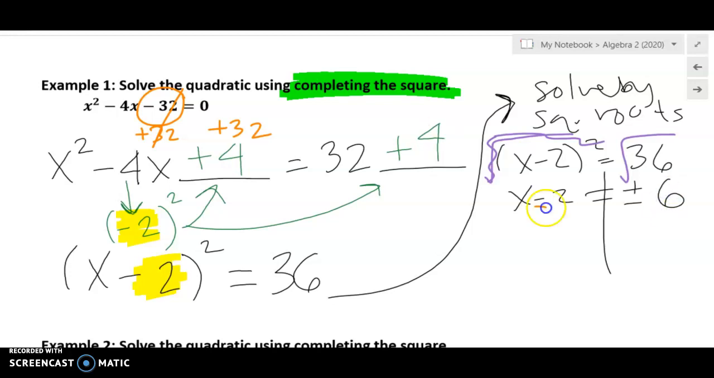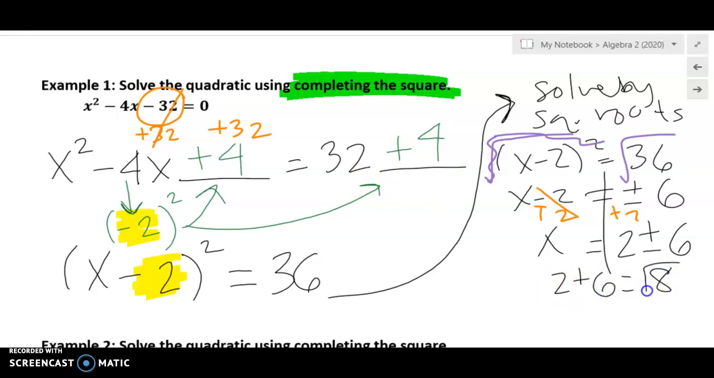Then I'm going to go ahead and add the 2 to the other side. So I have x = 2 ± 6. We've done an example like this before. Well, we can go ahead, it's just numbers. Take 2 + 6, that's 8. And take 2 - 6, that's -4. And those would be our 2 solutions to this problem by using the method of completing the square.